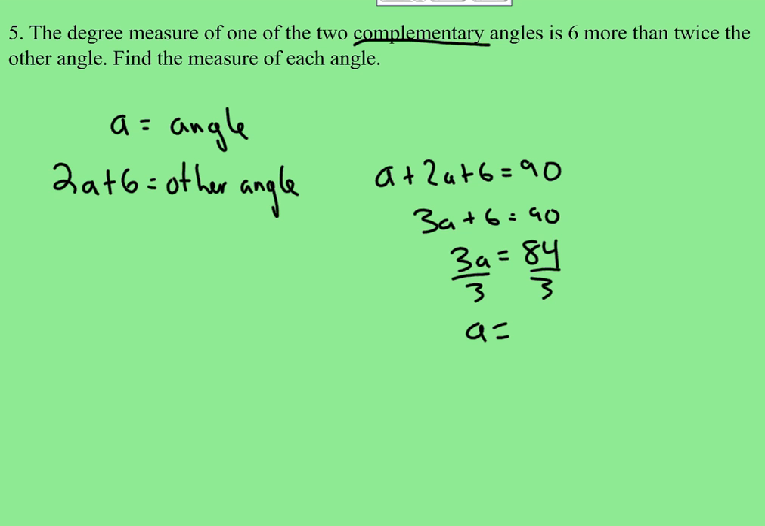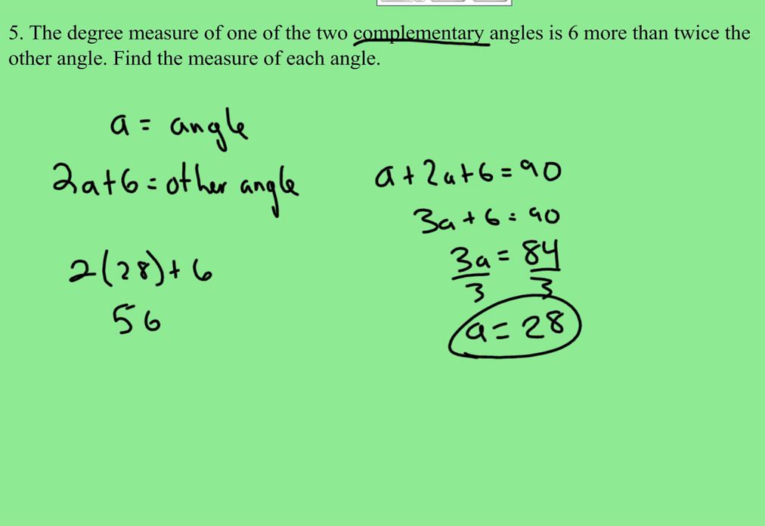Go zipping through here. Let's see, 2 and 8. So one angle is 28. The other angle is 2 times 28 plus 6. So 2 times 28 is going to be 56, plus 6 is going to be 62. So that's what those two angles are going to be.